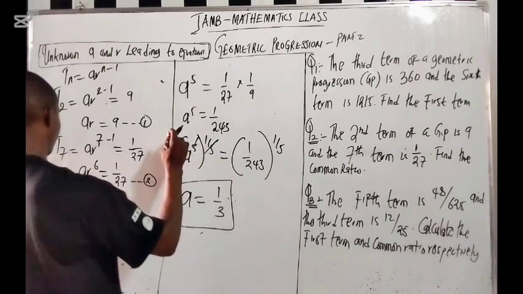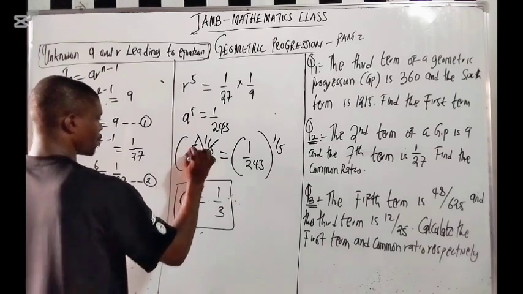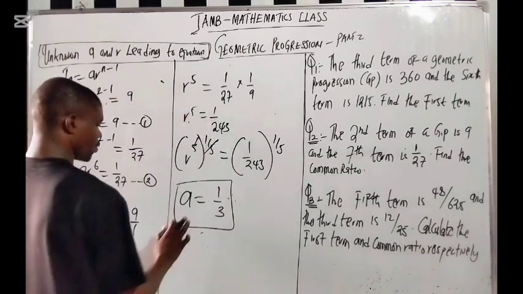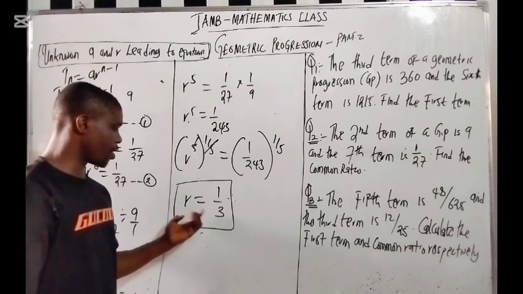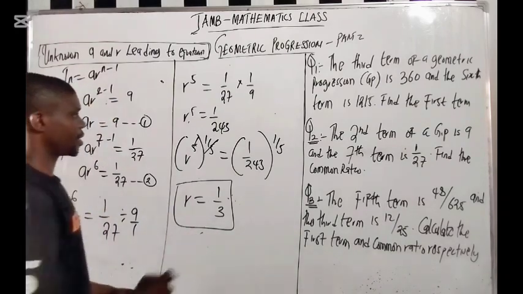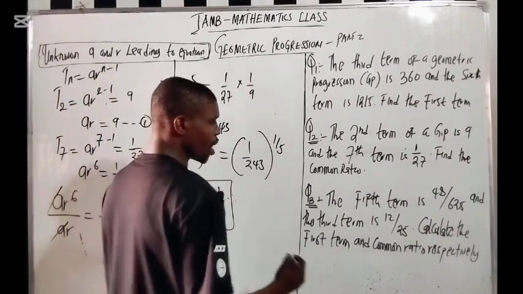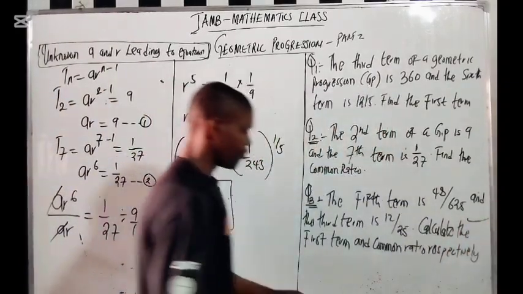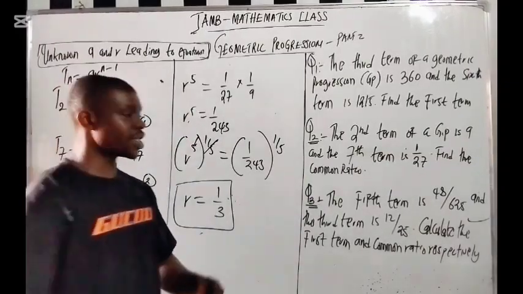So here we are. It's supposed to be common ratio r, sorry, I made a mistake. r equals 1 over 3. That is the answer here. So we are done with this one. You go ahead and do the next one for me, just use the same approach which I've used. See you in my next video.